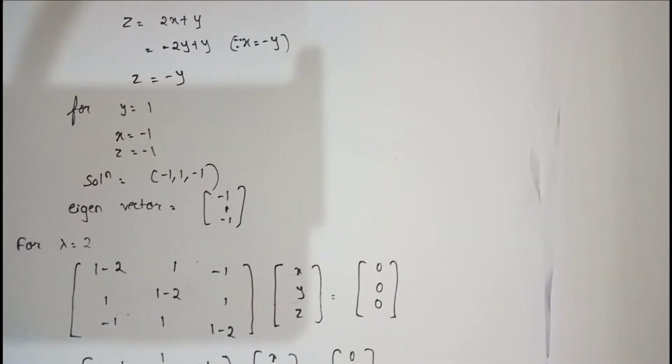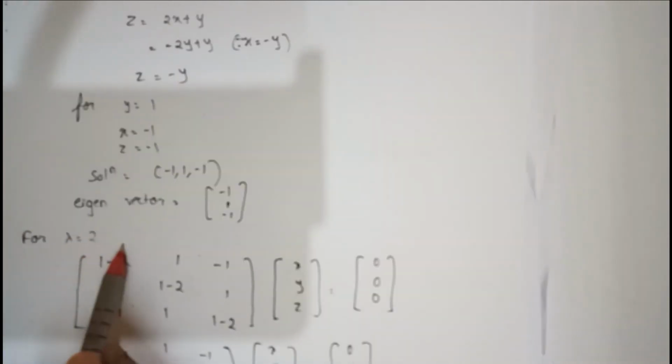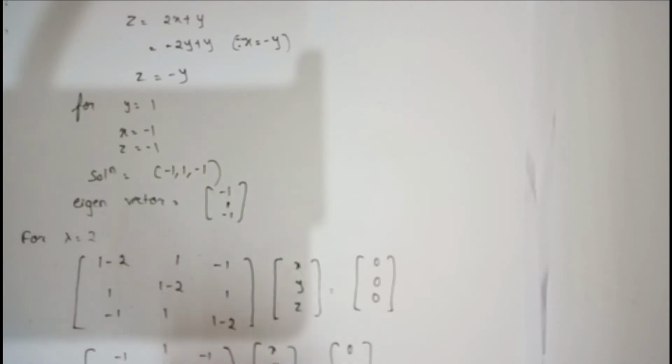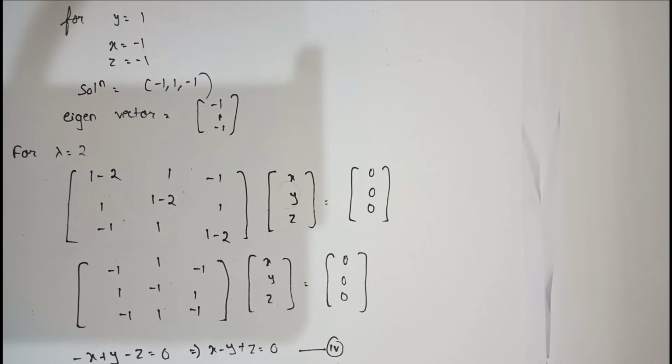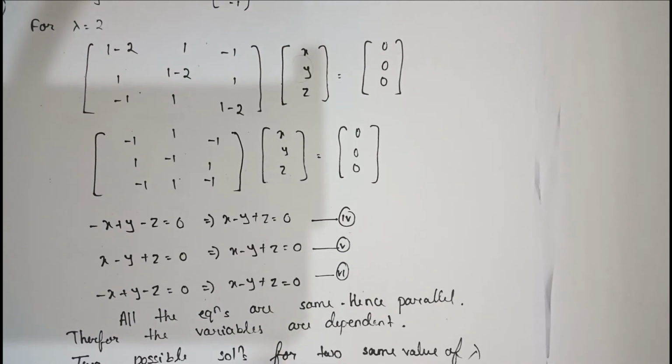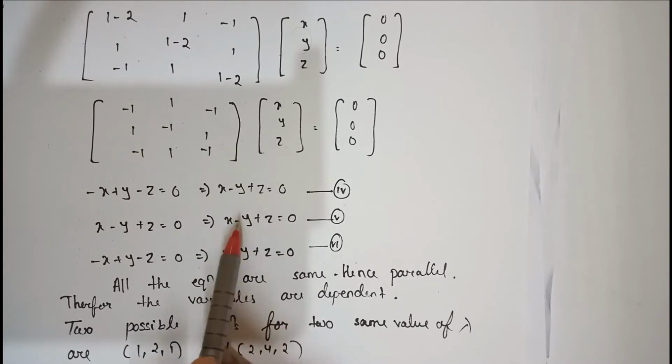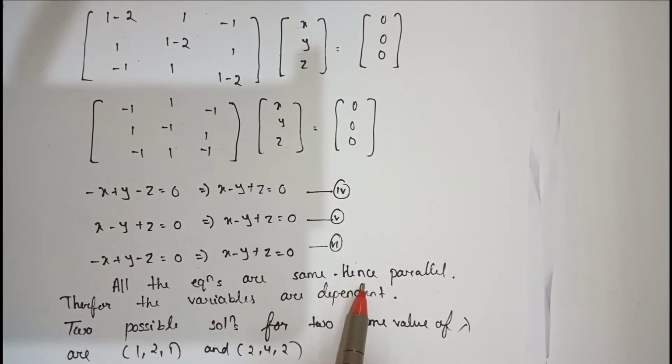Then look, here the eigenvalues are 2, 2, right? That means if the eigenvalues are the same, the corresponding eigenvector will also come the same. So for lambda 2, these are the equations. All the equations are the same. Look here, x minus y plus z equals 0 came everywhere, hence parallel. Therefore, the variables are dependent.